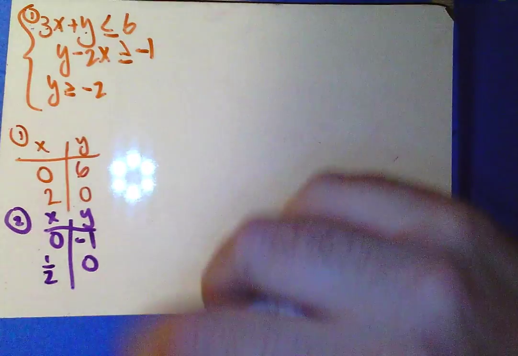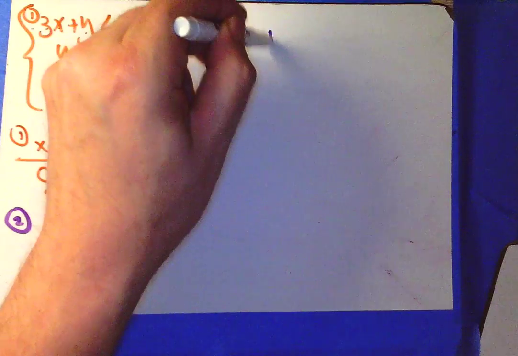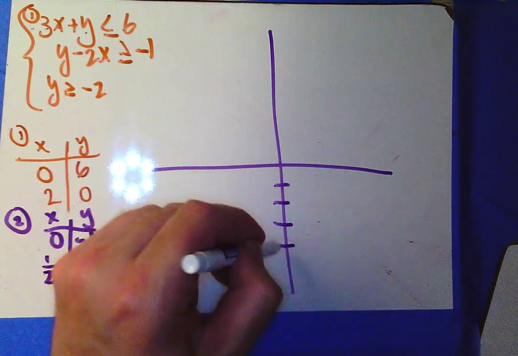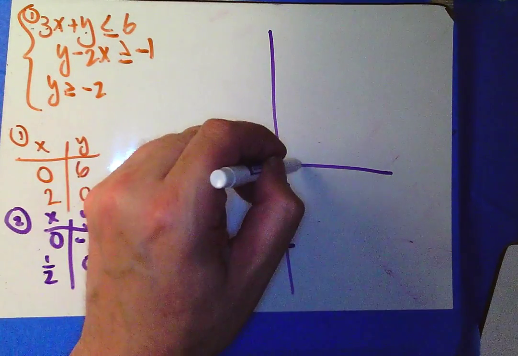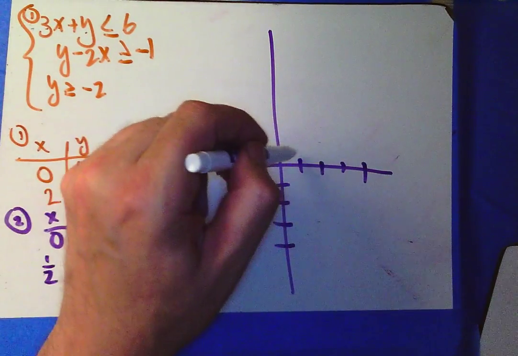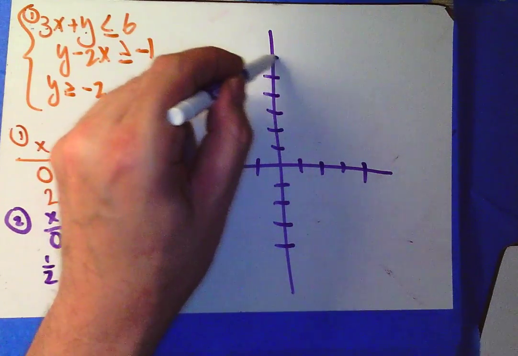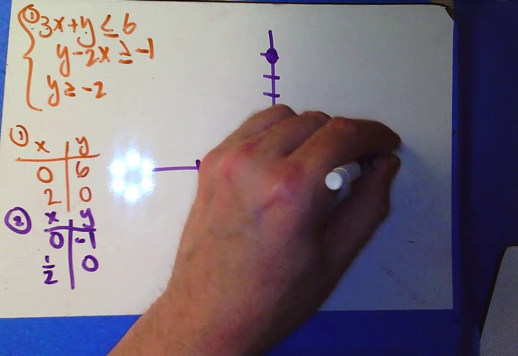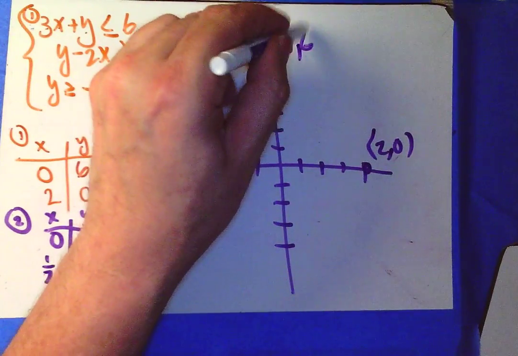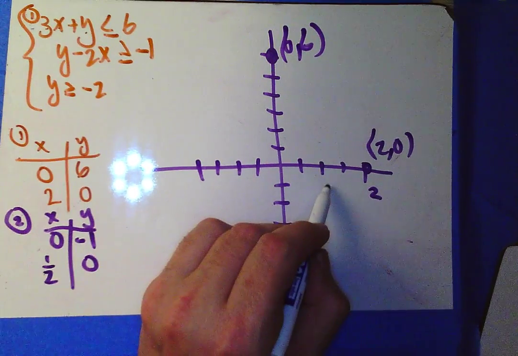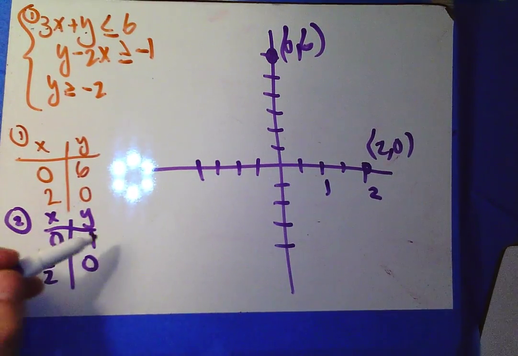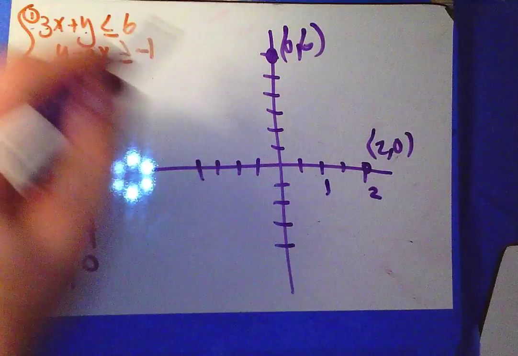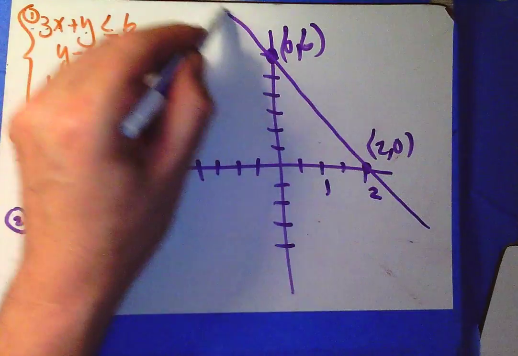Okay, let's see about graphing then. We've got 1, 2, 3, 4, 1, 2, 3, 4, 1, 2, 3, 4, 5, 6. Okay, 0, 6, 2, 0. Did you notice that I was making my scale here 1/2? Why? Because I have an x value of 1/2 I need to graph. But first, I need to draw in the solid line connecting these.